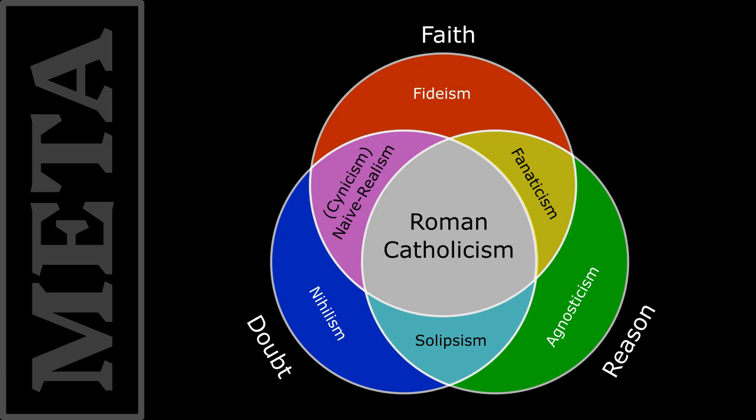If you're looking at my Venn diagram, you'll see in the bottom left a blue segment, which is labeled nihilism. This is where doubt alone resides. The faculty of doubt is active and the faculties of faith and reason are not being used. And of course, it's an unattainable state of being. It's an extreme on a three-pole spectrum. It's a tendency.